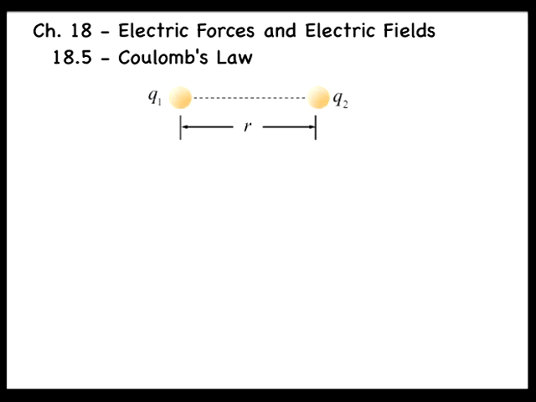The French physicist Charles-Augustin de Coulomb carried out a number of experiments to determine how the electric force that one point charge applies to another depends on the amount of each charge and the separation between them. His result, now known as Coulomb's law, is stated as follows.